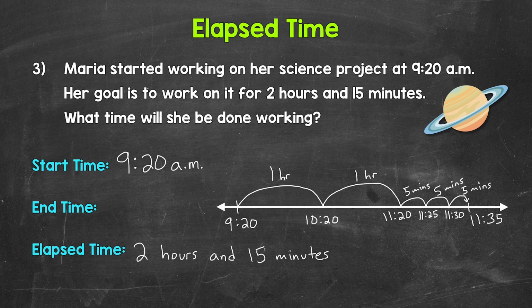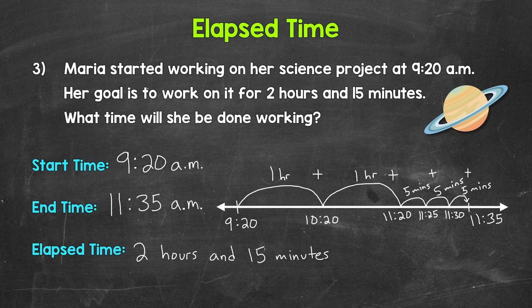Let's double check our work here though and make sure we have 2 hours and 15 minutes. 1 hour plus 1 hour is 2 hours, plus 5 minutes is 2 hours and 5 minutes, plus another 5 minutes is 2 hours and 10 minutes, plus another 5 minutes is 2 hours and 15 minutes. So we are correct here. Maria will be done working at 11:35 a.m.